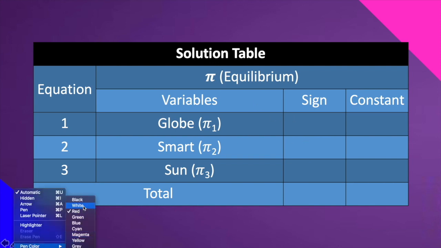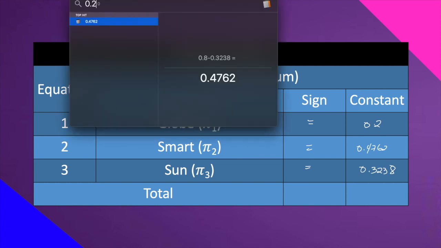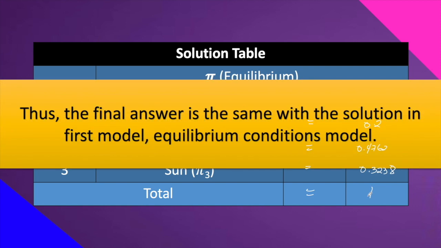Ito yung ating final na table or what we call the solution table. Okay, again, those are 0.2, 0.4762, and 0.3238. If we add this, i-total natin sila, 0.2 plus 0.4762 plus 0.3238, equivalent nila is 1 or 100%. So, let's have it here, 1. Okay? Now, as you can see, guys, the final answer is the same with the solution in our first model, which is the equilibrium conditions model. If meron man discrepancy, siguro sa decimal na lang, napaka-minimal lang. And if ever nagagamit tayo ng software, more likely na mag-exact sila. Okay? So, that is how we solve the equilibrium condition using the identity matrix.